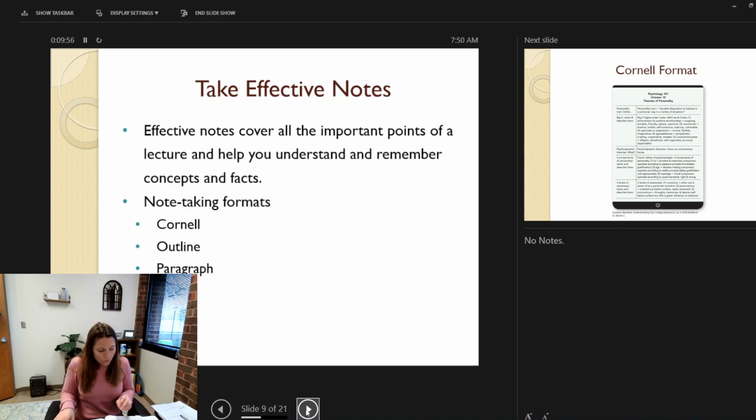So we went over the tips about being an engaged learner, and you're going to find those in your textbook on page 106. So on pages 112 through 116, we're going to be talking about how do we take effective notes.